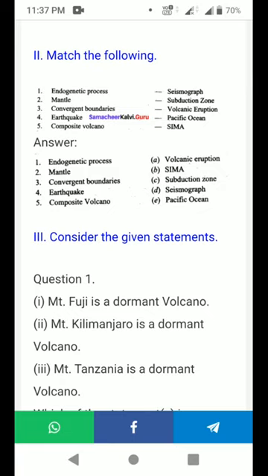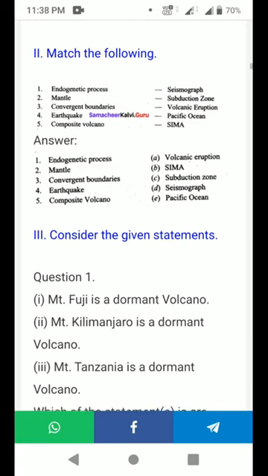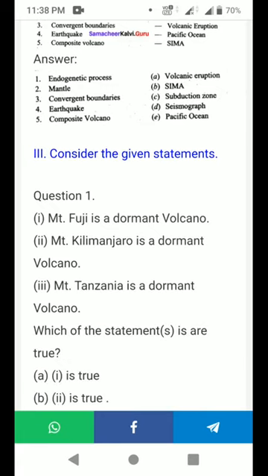Endogenetic processes, volcanic eruption, mantle, sima, convergent boundaries, subduction zone, earthquake, seismic, composite volcano, Pacific Ocean. Next, Roman number 3, consider the given statement.